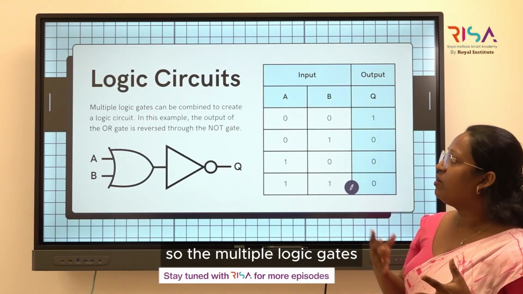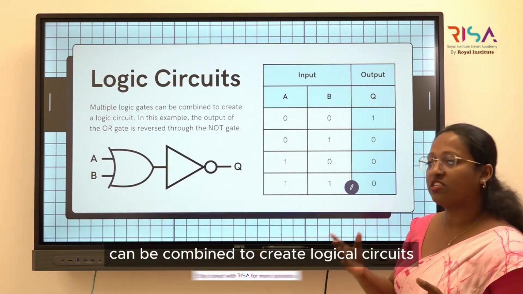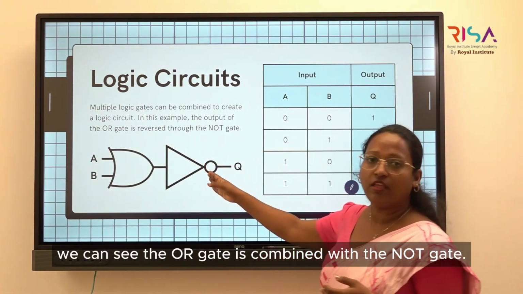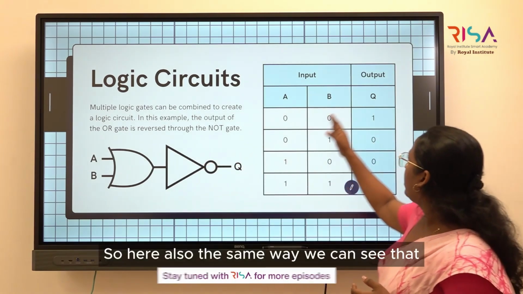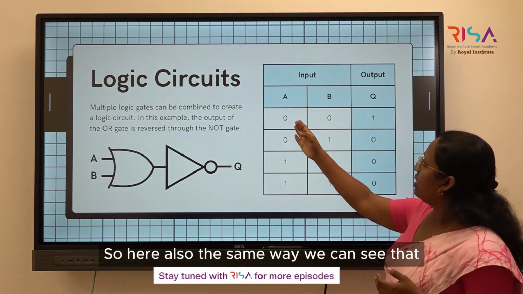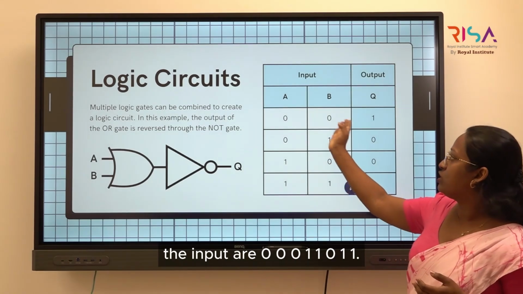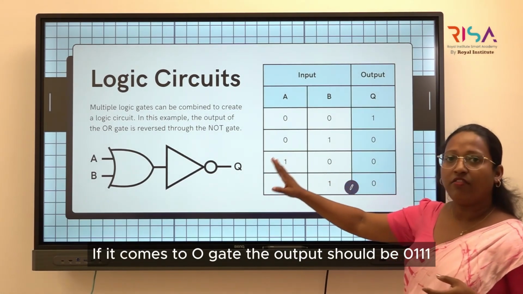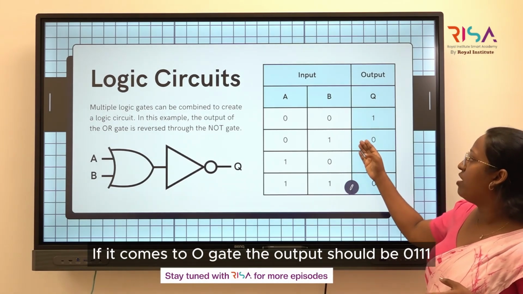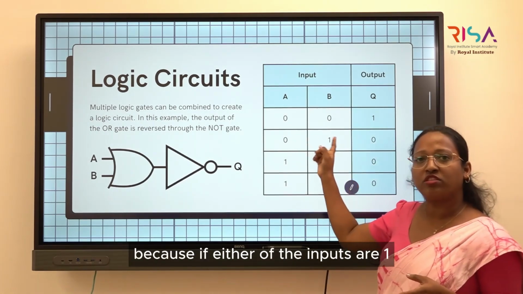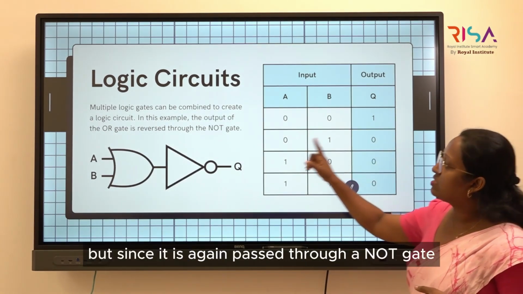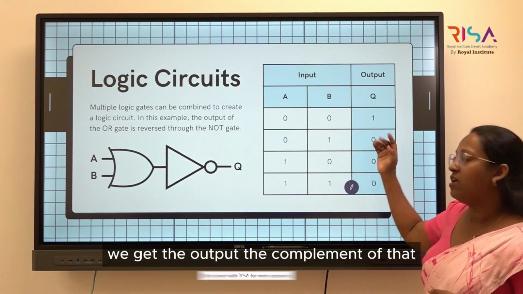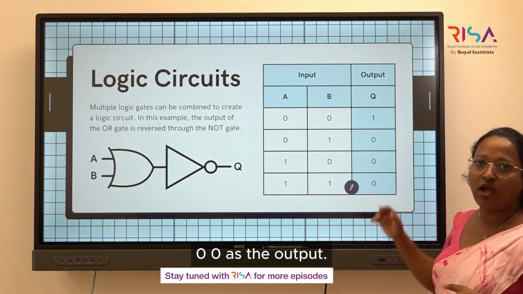Multiple logic gates can be combined to create logic circuits. In this example, we can see the OR gate is combined with the NOT gate. Here the inputs are 0,0, 0,1, 1,0 and 1,1. Through the OR gate, the output should be 0, 1, 1, 1, because if either of the inputs is 1, we get the output as 1. But since it is again passed through a NOT gate, we get the complement of that, that is 1, 0, 0, 0 as the output.